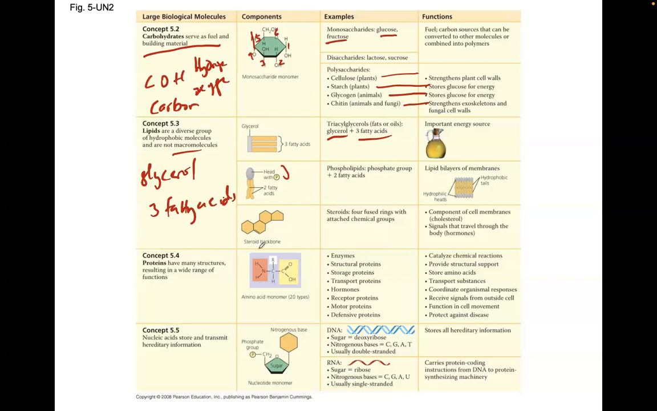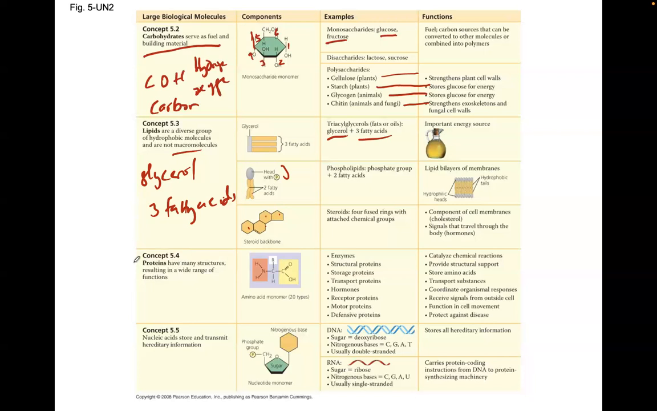We also have a steroid backbone, which is this. A steroid is four fused rings with attached chemical groups: 1, 2, 3, 4. The rings are fused together and attached by chemical groups. Steroids are a component of the cell membrane, the cholesterol, and are signals that travel through the body, the hormones.